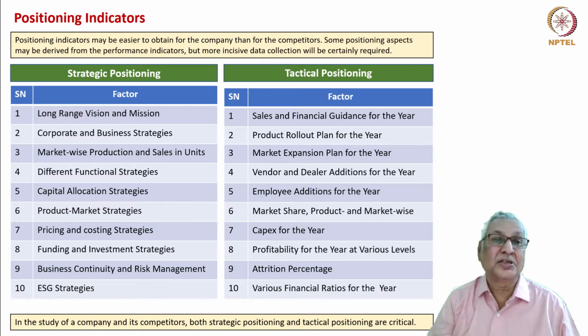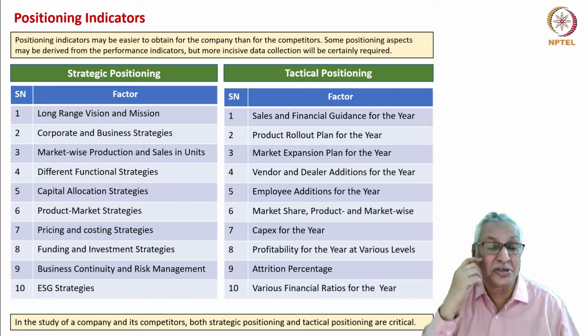Let's look at the positioning indicators. Positioning indicators may be easier to obtain for the company than for the competitors. Some positioning aspects may be derived from the performance indicators, but more incisive data collection will be certainly required. Positioning is of two types: the strategic positioning and secondly the tactical positioning. Strategic positioning talks about the company's long-term posture in terms of growth and sustainability.